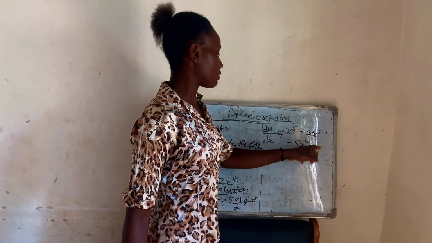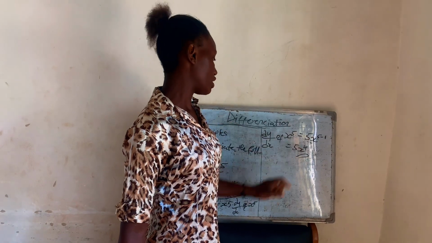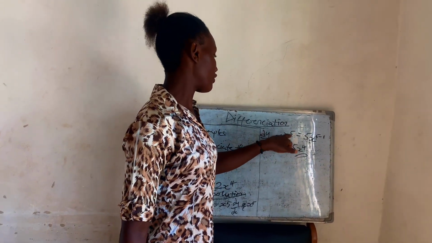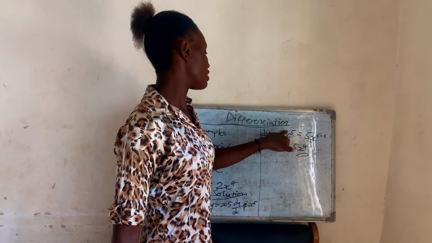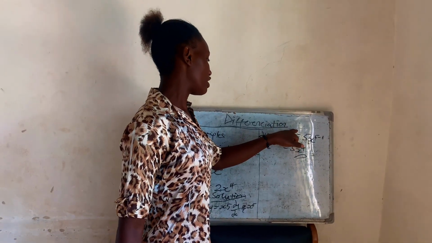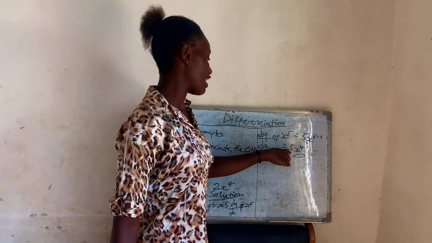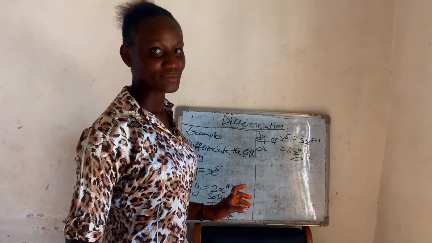Then you subtract 1 from the power. So you have 5 times x, 5x raised to the power 5 minus 1. So your dy/dx of x raised to the power 5 is equal to what? 5x raised to the power 4. You have used the power to multiply the letter and you have your 5x. Subtracting 1 from 5, you get 4. So that's why we have 5x raised to the power 4. As simple as that. Do you understand what I'm saying?